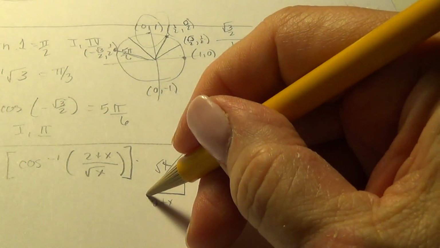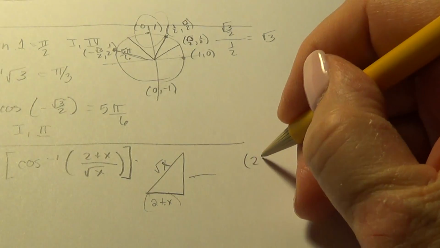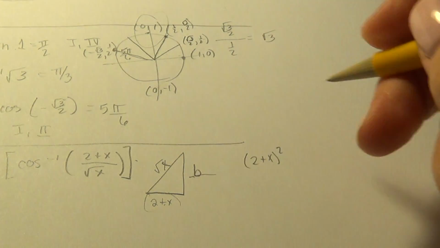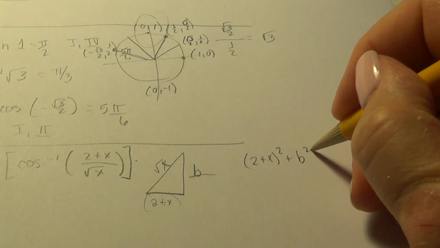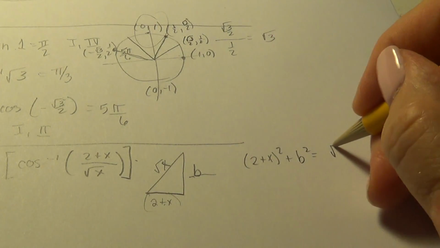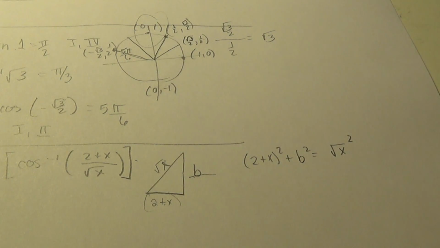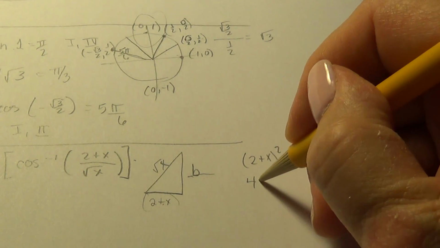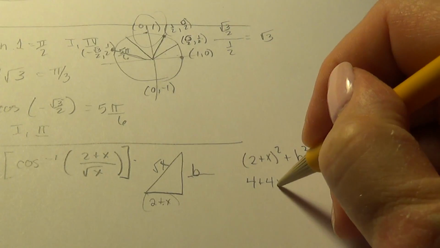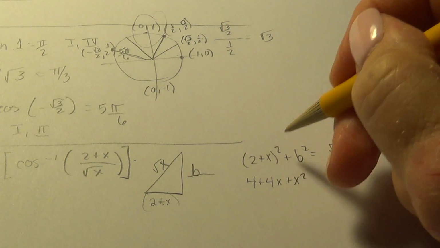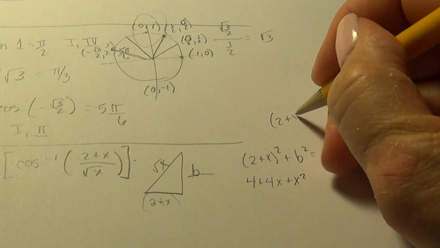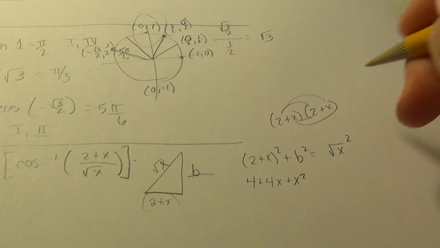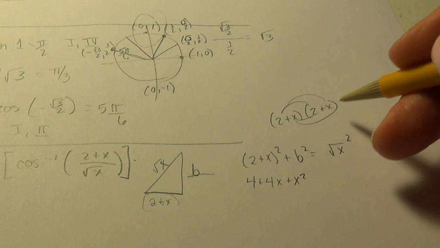So I'm going to say this squared plus this unknown, I'll call it b, plus b squared equals square root of x squared. All right, we have to multiply that out. We get 4 plus 4x plus x squared. So if you multiply 2 plus x times 2 plus x, there's 4 steps, and you will get this.